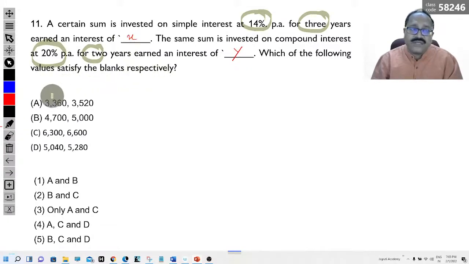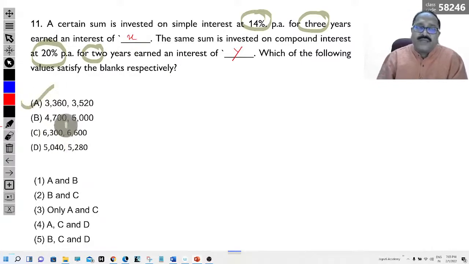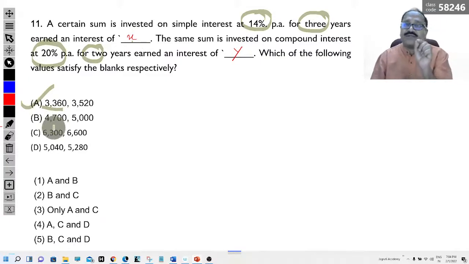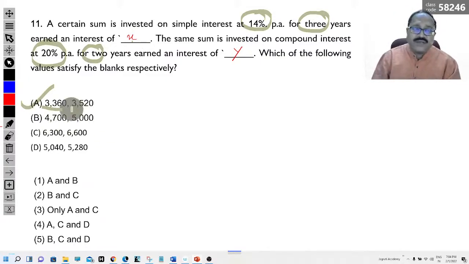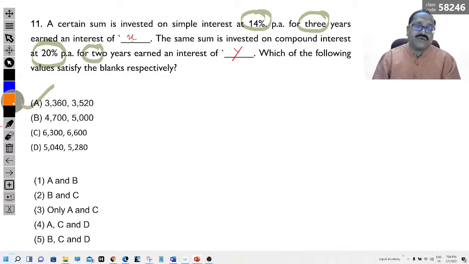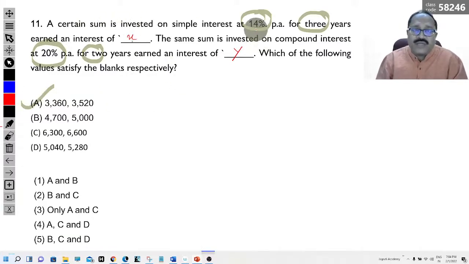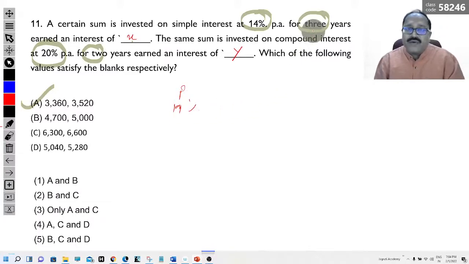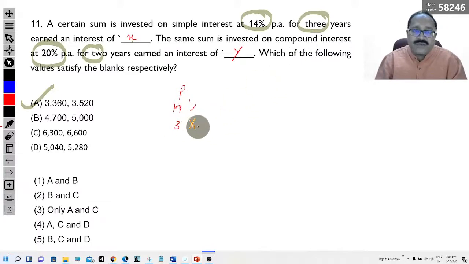So here this is interest. If I check option 1, I need to check that if the first interest is 3,360, then the second interest should be 3,520, whether it satisfies or not. So let's answer the question now. Here it's 14% per annum on a certain sum P, for 3 years. Which interest? It's a simple interest, Aman. Akansha, it's a simple interest.